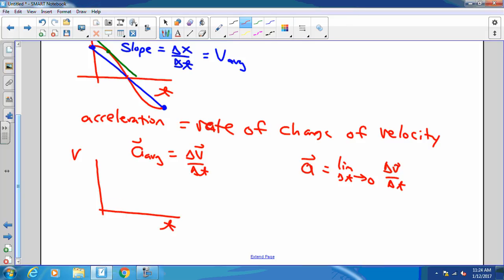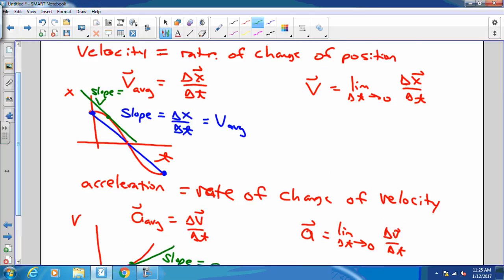If I look at a graph of velocity versus time, maybe my graph looks like this. Then I can find the acceleration at any time, again, with a slope here. Why does this slope mean acceleration? Because the slope is the rate of change of the velocity.